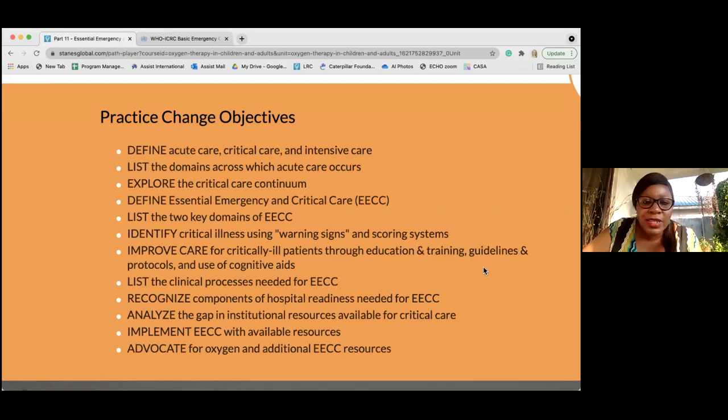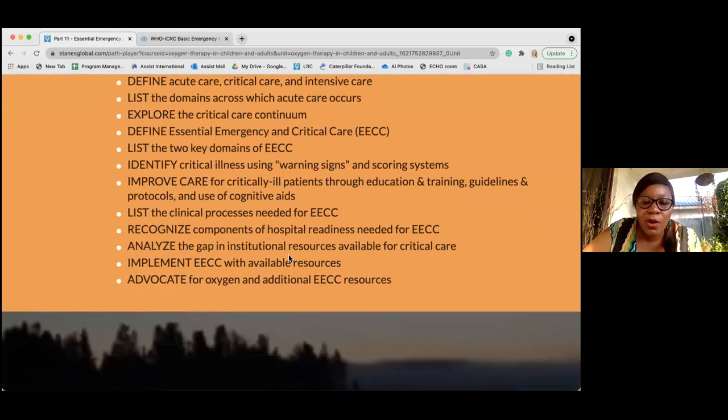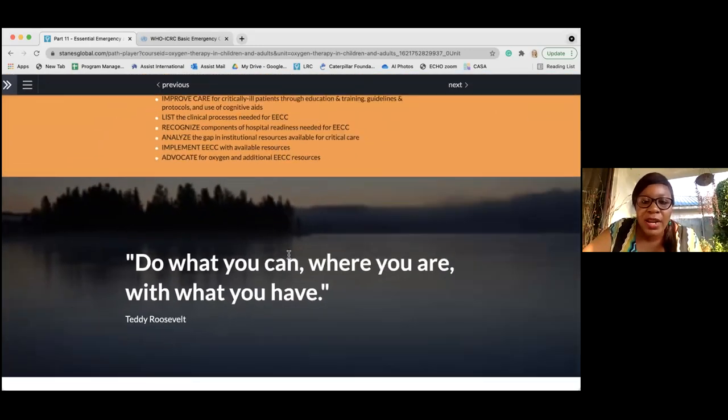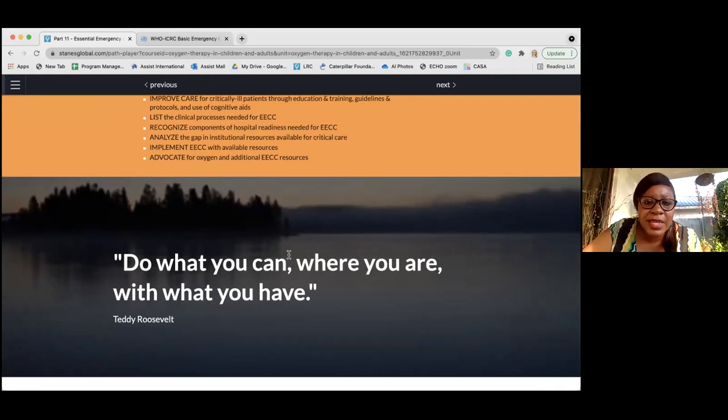I think in closing, I'll end with what Teddy Roosevelt said: do what you can, where you are, with what you have. So in our variable resource setups, what we should emphasize is making the most of our patient experience and improving the outcomes of our patients by making the most with what we have. So thank you. I'll ask Sarah to give us the closing remarks for today. Sarah?